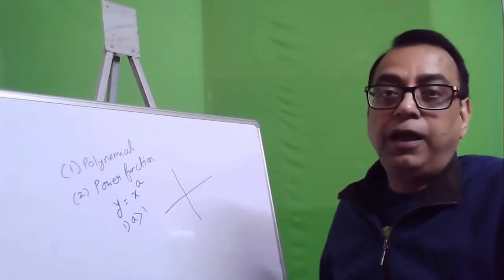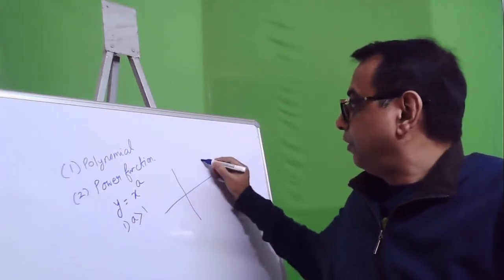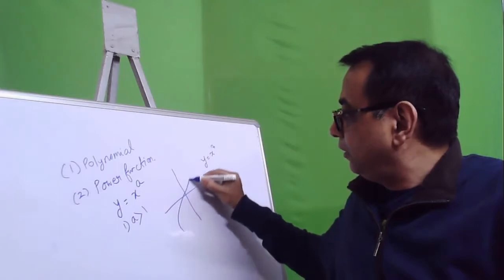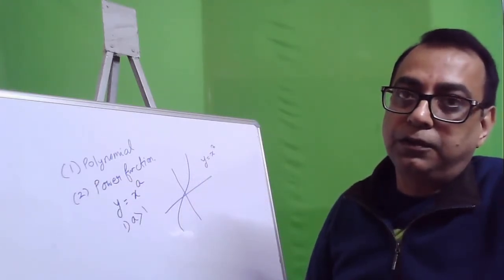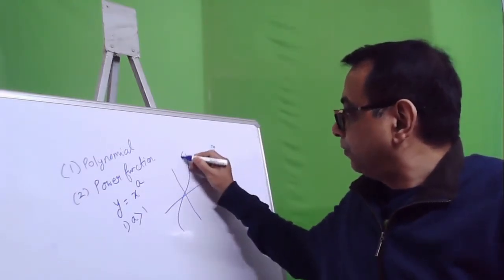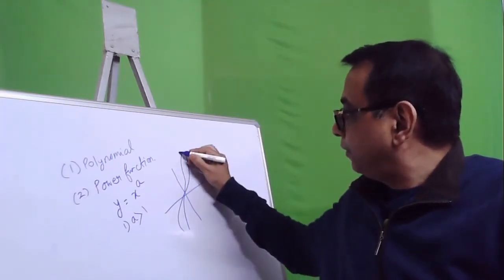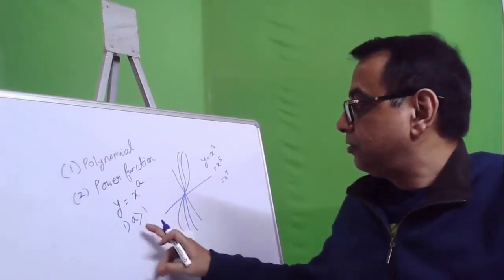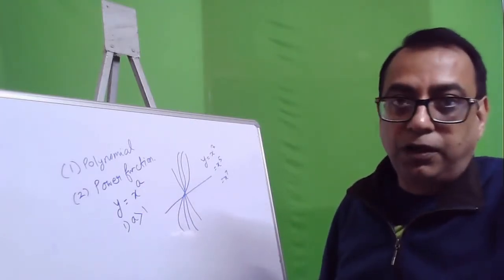And if a becomes an odd number, for example y is equal to x cube, it will be like this, as we explained in the polynomial. If it is x^5, it will be sharper. If it is x^7, it will be further sharper. So this will be the behavior of the curves if a is greater than 1.